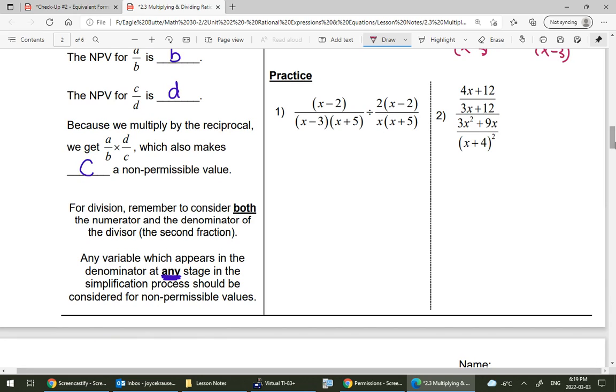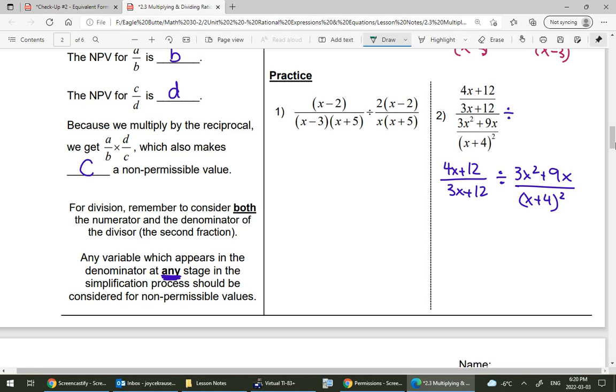All right, so I want to give you a minute to try a couple on your own. The first one is written as a division statement. The second one looks a little trickier, but if you remember that this is just a fraction divided by a fraction, and this is just a giant divide sign, it might be a little bit easier to figure out. So what I would encourage you to do, if you're finding that expression, the way it's written, to be a little confusing, then rewrite it as a division statement. So 4x plus 12 all over 3x plus 12 divided by 3x squared plus 9x all over (x plus 4) squared. All right, so take a minute to pause the video, try these questions on your own, and then come on back and check your work.